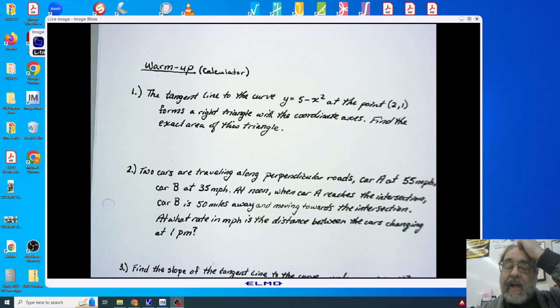Today we're going to be taking a look at a warm-up that works with a calculator in order for us to find various bits of information. Now you'll notice the first question is asking you to find the line tangent to the curve of y equals 5 minus x squared at the point (2, 1). That forms a right triangle with the coordinate axes. Find the exact area of this triangle.